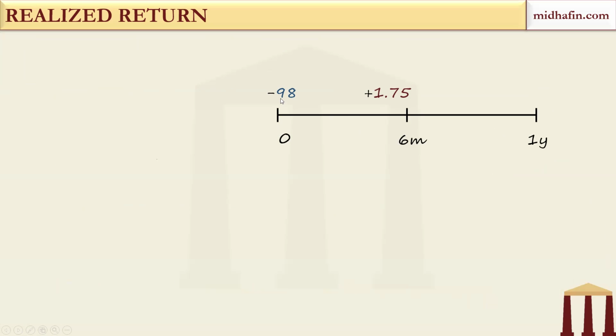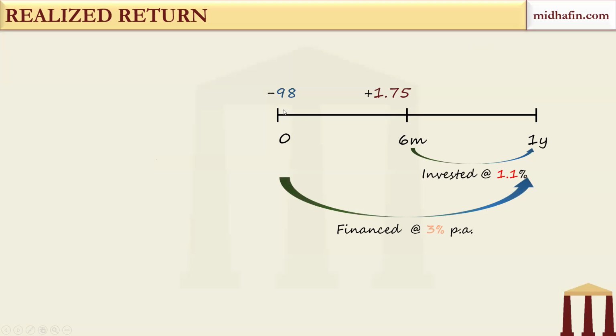So here what is happening? I borrowed $98 and I made the investment. At 6 months, I received 1.75 and then I reinvested it at the rate of 1.1%. That was the scenario. I had financed this $98 at 3% per annum. Now here I will be assuming that this 3% per annum is with annual compounding.